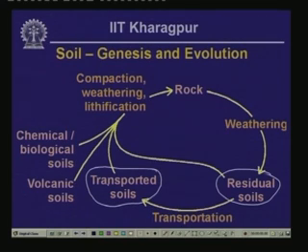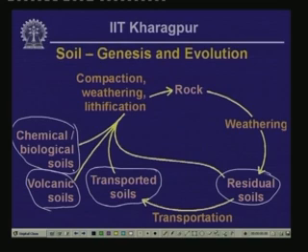You also could have volcanic soils and chemical or biological deposits. All of these can be subjected to different types of physical and chemical processes, such as compaction, weathering and lithification, and that may end up in the formation of sedimentary rocks. So this basically tells you how different types of soil deposits form and how they evolve with time.